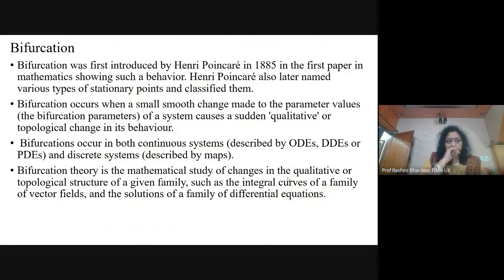Now we come to bifurcation. I'm not going into detail about bifurcation here. In the next lecture, I will take that up. I'm only giving glimpses of bifurcation.